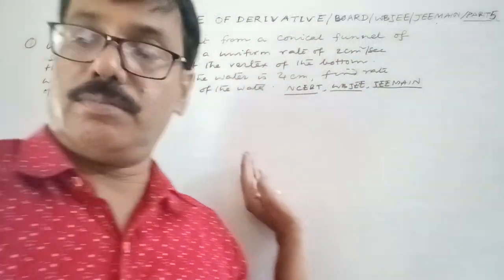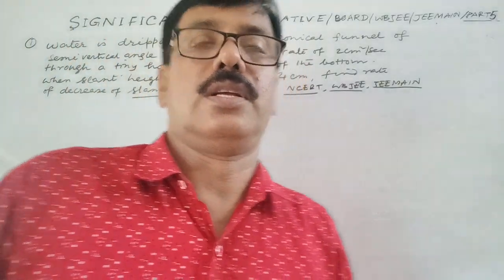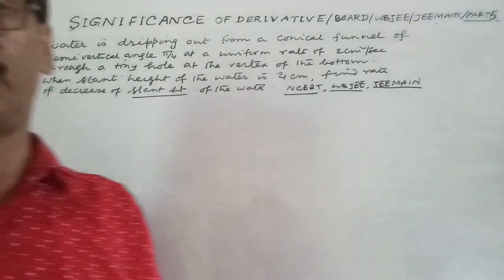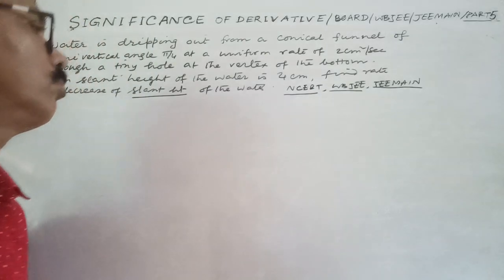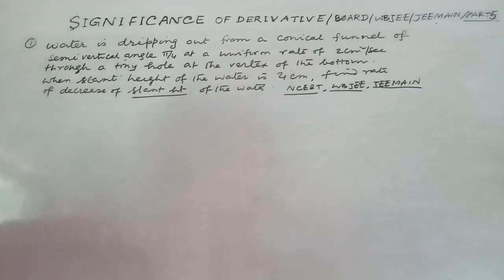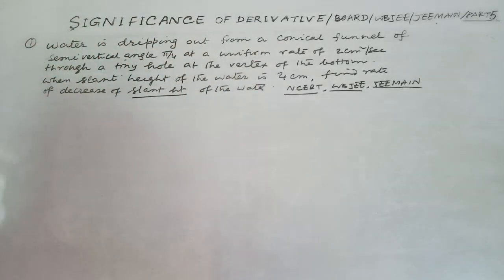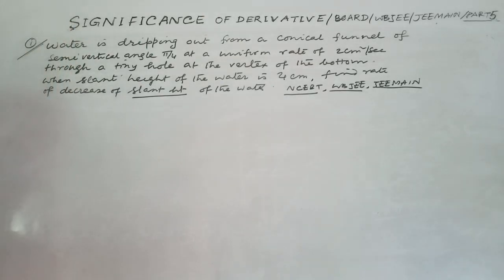I have discussed this chapter, derivative as a rate of measure and significance of derivative, from basic part to part of competitive exam. Now consider problem number one.